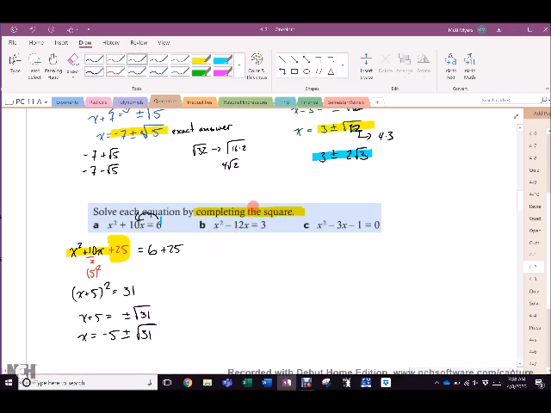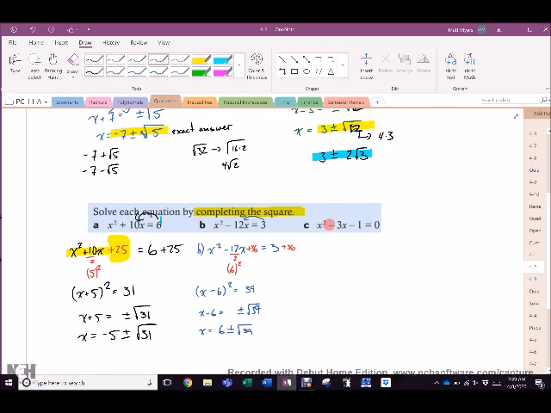Let's look at this guy. Again, if I bring that 3 over, I'm not going to be able to factor. So I'm going to make that complete square. X squared minus 12x equals 3, and I'm leaving a blank there because I know I'm going to divide by 2 to get 6, and then I'm going to square it to get 36. Since I add 36 to this side, I add 36 to this side, and I get x minus 6 squared equals 39. Square root both sides, x minus 6 equals plus or minus root 39. X equals 6 plus or minus root 39.